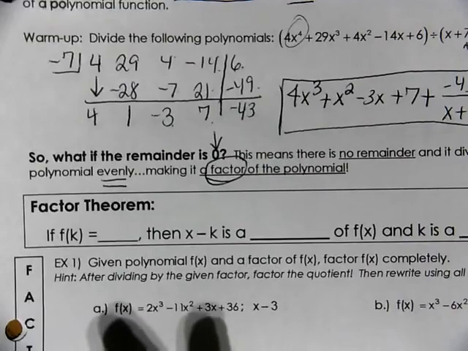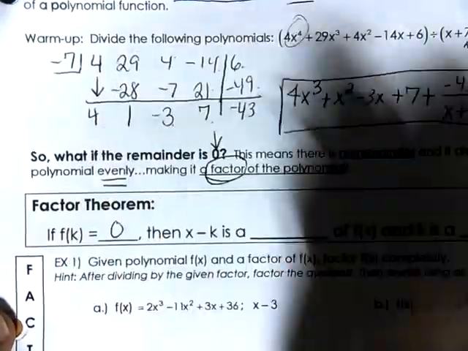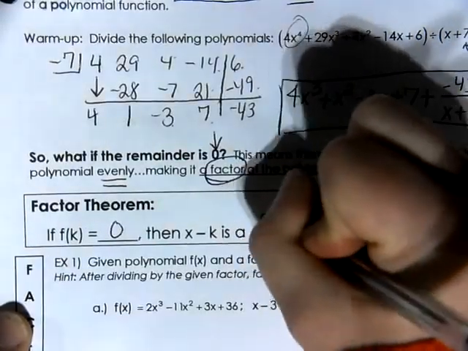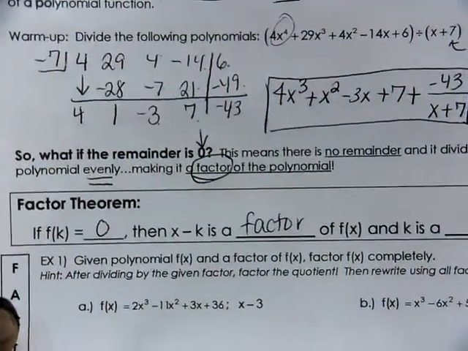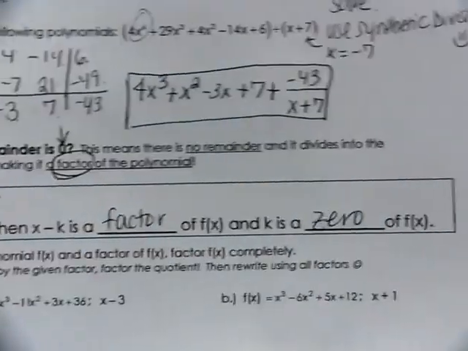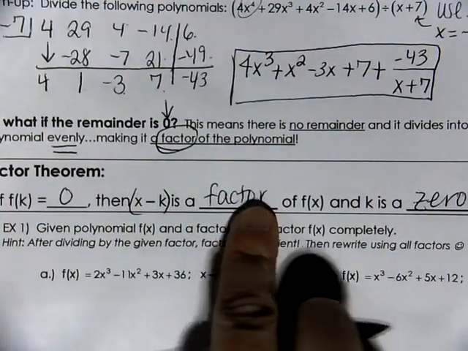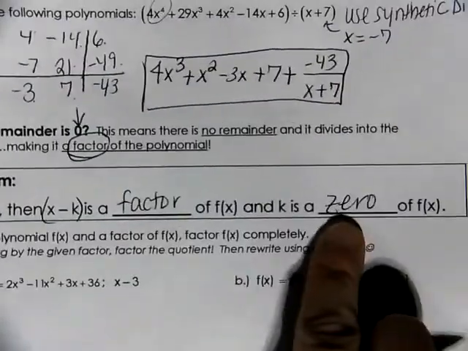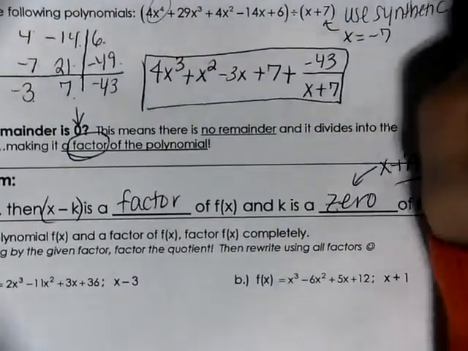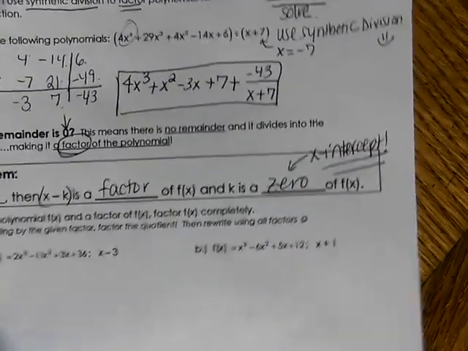This means that if f of k is equal to 0, then x minus k is a factor of f of x, and k is a 0 of f of x. So remember that x minus k would be in parentheses, and it would be a factor of it. And that would mean that k is a 0, or in other words, an x-intercept of the function. So it's all connected to each other, which is really cool, and that's called the factor theorem.